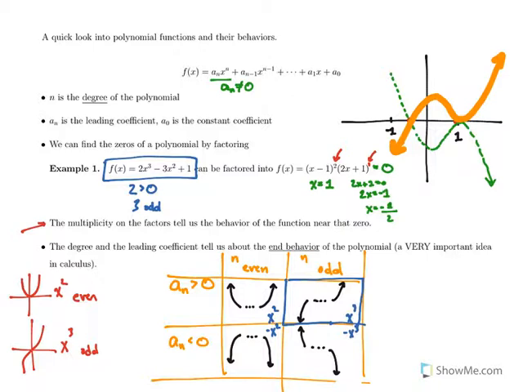And we can get that very quickly just from that information. What's going to be most important to us is the end behavior itself. Does the function approach positive infinity or negative infinity based on the leading coefficient and the degree?